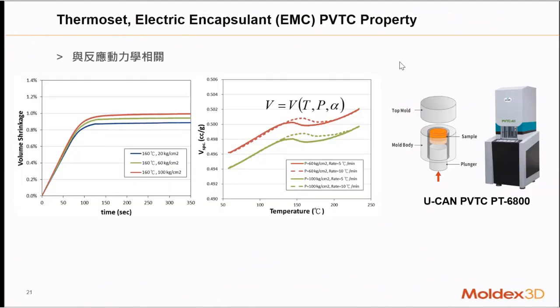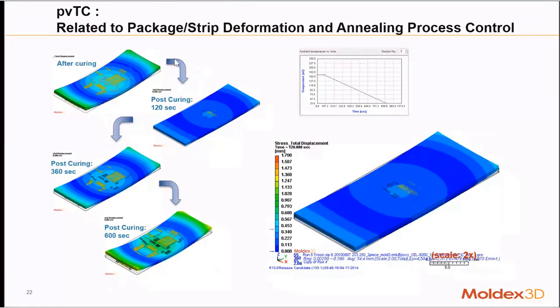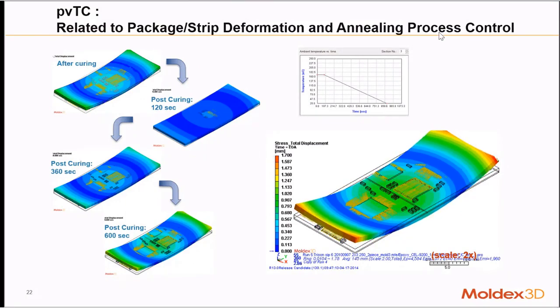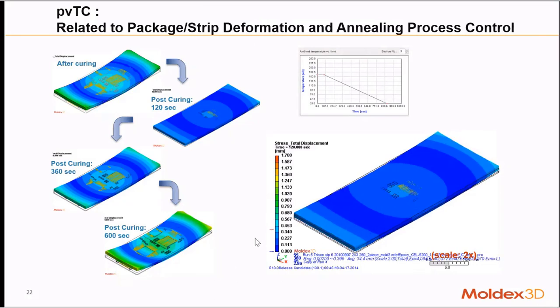And of course, if we are talking about a thermoset material, we need to consider an extra factor, the conversion, alpha here. And at Moldex, we also have a self-developed instrument to measure this kind of data. This data is important, again, for the package, or what we call strip deformation, and also related to annealing process control in the semiconductor industry.